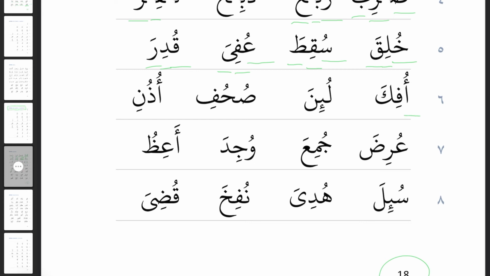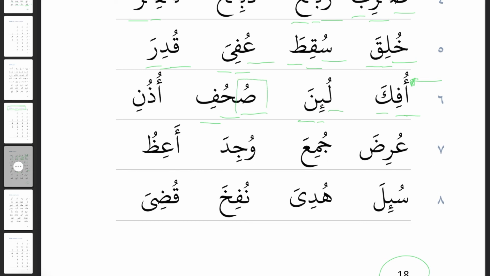Line 6. U. Hear the sharpness of the letter Hamza. This letter Hamza is quite a sharp sound. U, fi, ka, lu, i, na, su, hu, fi. So just let's pause here.